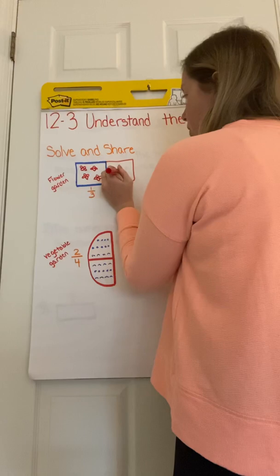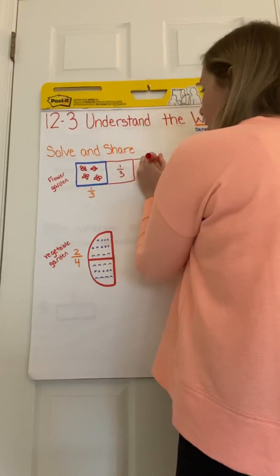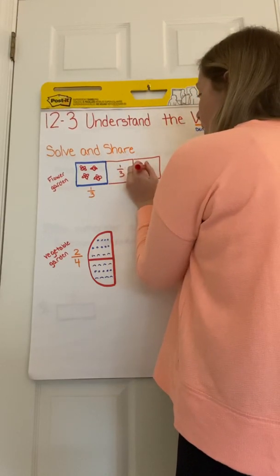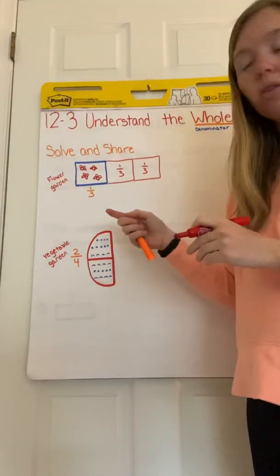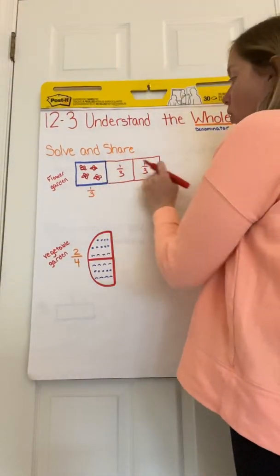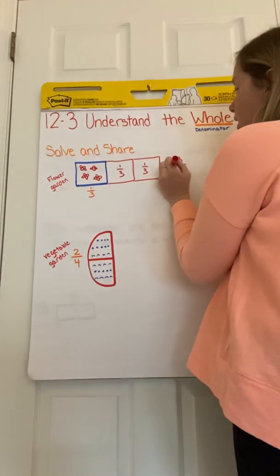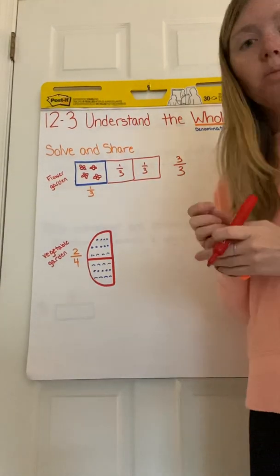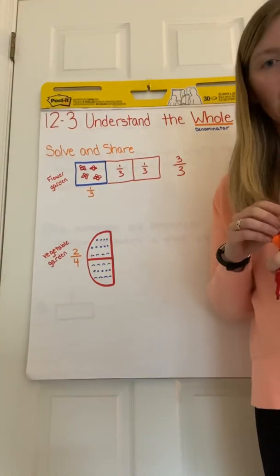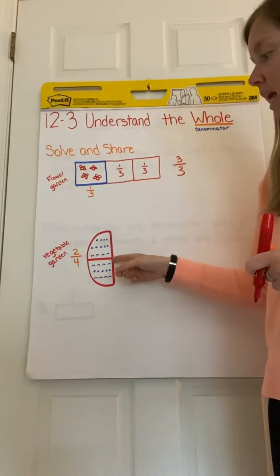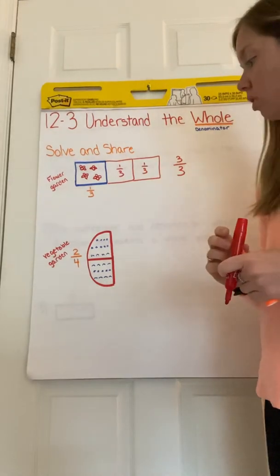So here's another 1/3. And 1 more 1/3. So then if I'm talking about this whole garden, if I'm talking about all the sections, the fraction for that is going to be 3/3. 3/3 describes this entire flower garden. Now let's look down here at the vegetable garden.